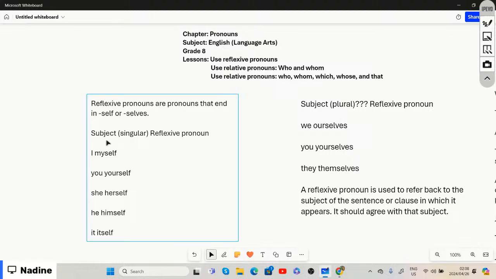When it comes to the subject that is singular reflexive pronouns, it is words like I, myself, you, yourself, she, herself, he, himself, as well as it, itself, right? So when I refer to I, I can then say myself. If I refer to you, I can say yourself. I refer to she, I can say herself. Refer to he, himself, and it being itself.